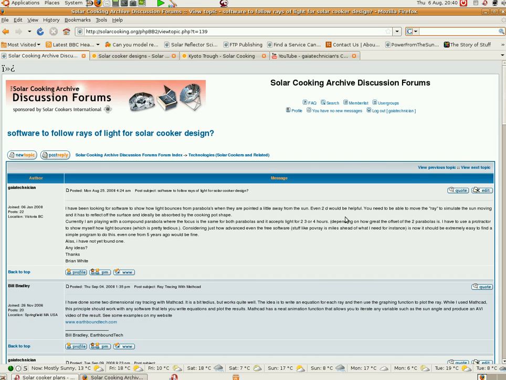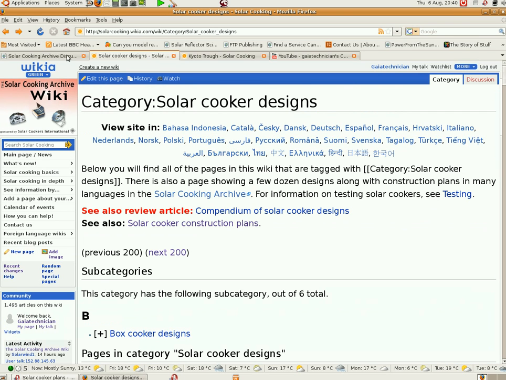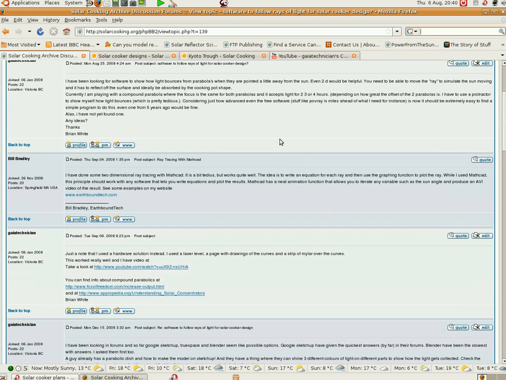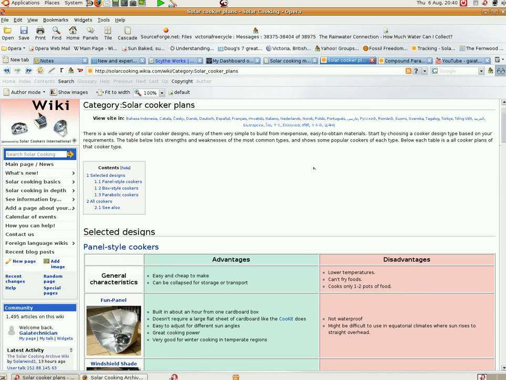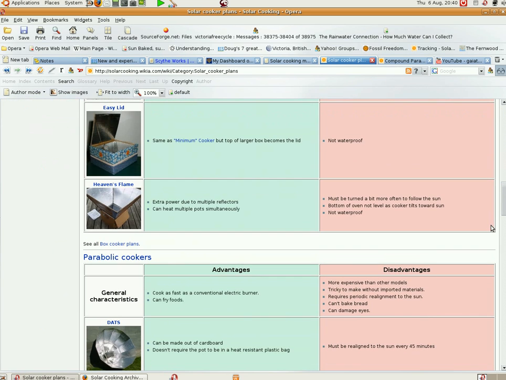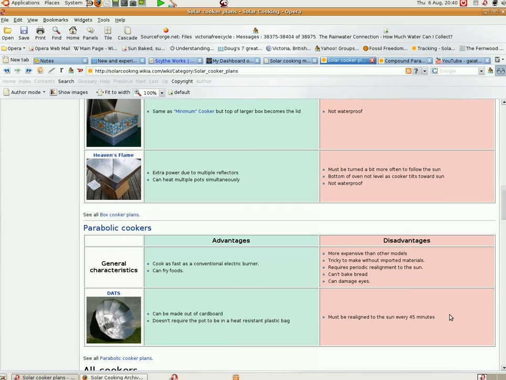Because solar cooking designs, let's see, I'm just clicking on a different thing. This isn't the one, sorry. So there's the discussion, and the discussion is still open, I guess. Anyway, here's plans. There's basically three different types of solar cookers in the plans: panel cookers, box cookers, and parabolics. And here's one of the things: they need to be realigned to the sun every 45 minutes. Well, sometimes, depending on the parabolic, it could be every 15 or 30 minutes. But they're much faster. It says here, cooks as fast as a conventional electric burner.